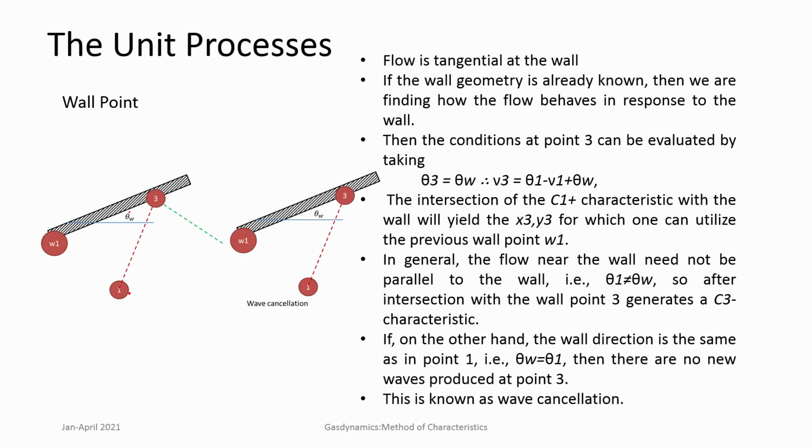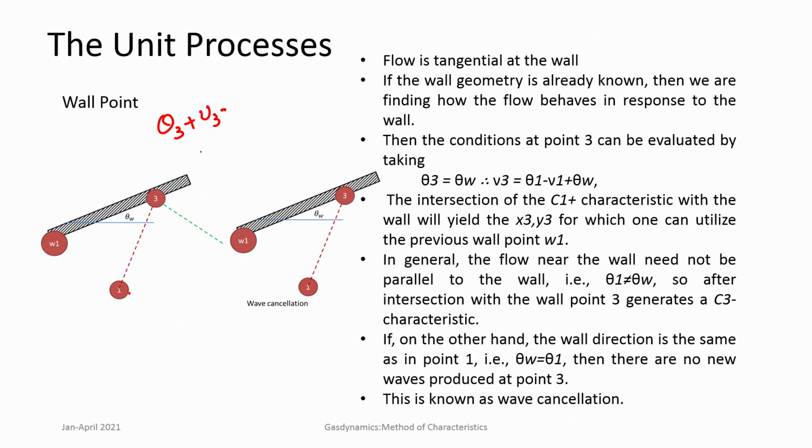So, since the flow always has to be parallel to the wall, and if we know the contour of the wall, then we know the angle of the wall at 3. So, we know theta wall basically. So, theta 3 plus nu 3. Okay. So, this is the C plus characteristic.